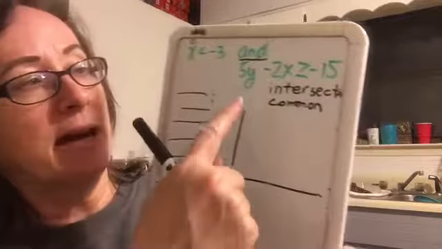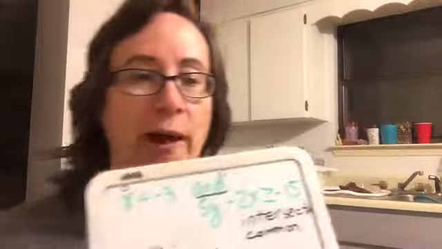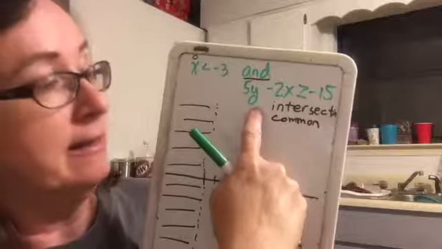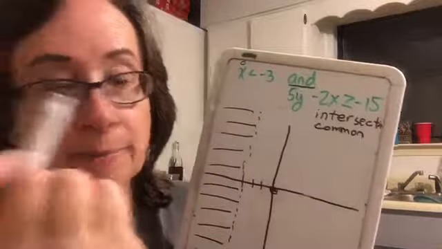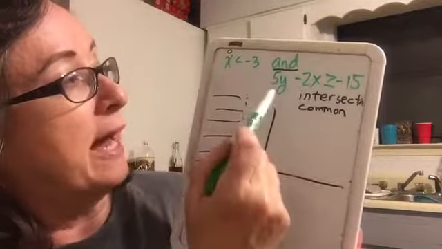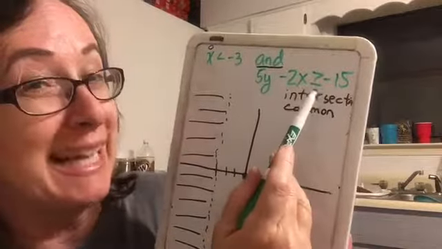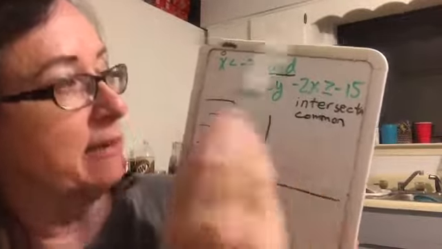Okay, so now we're going to grab a different color. Remember, I told you having colors is a good thing for this exercise. So we're going to plot this line in green. Okay, so we've got 5y minus 2x, and we're going to pretend it says equals -15.